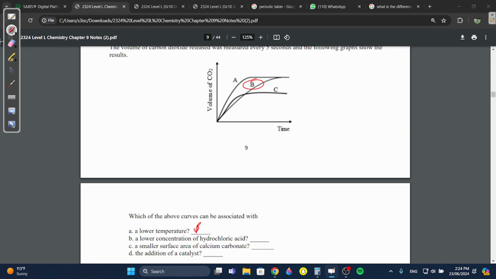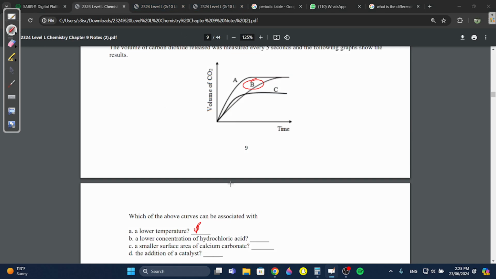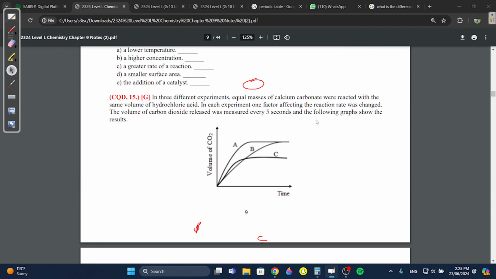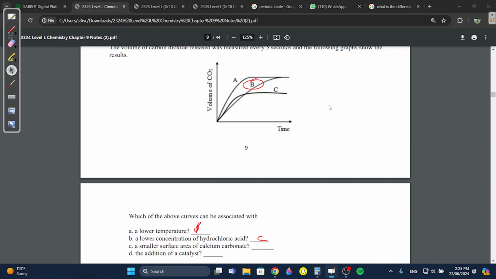Okay, lower concentration of HCl. Is hydrochloric acid the limiting or the excess? Okay, I'm reading the question, but in the answer key it says that hydrochloric acid is not in excess, because here the answer is C. When they decrease the concentration of hydrochloric acid, the mass actually decreased. I think that means hydrochloric acid is the limiting, but it wasn't mentioned here that I can see. Maybe it was. I guess if it's not mentioned, then keep it as the limiting. A smaller surface area, definitely B. Addition of catalyst will be A.